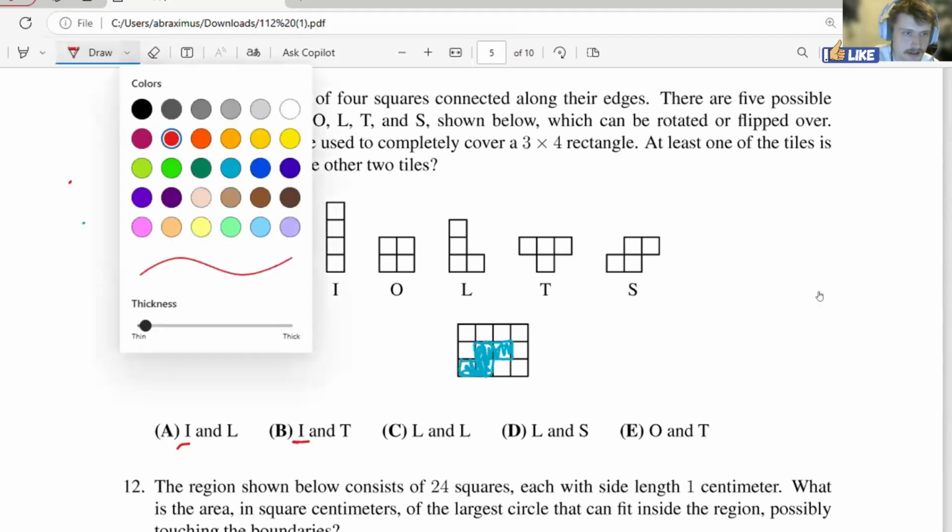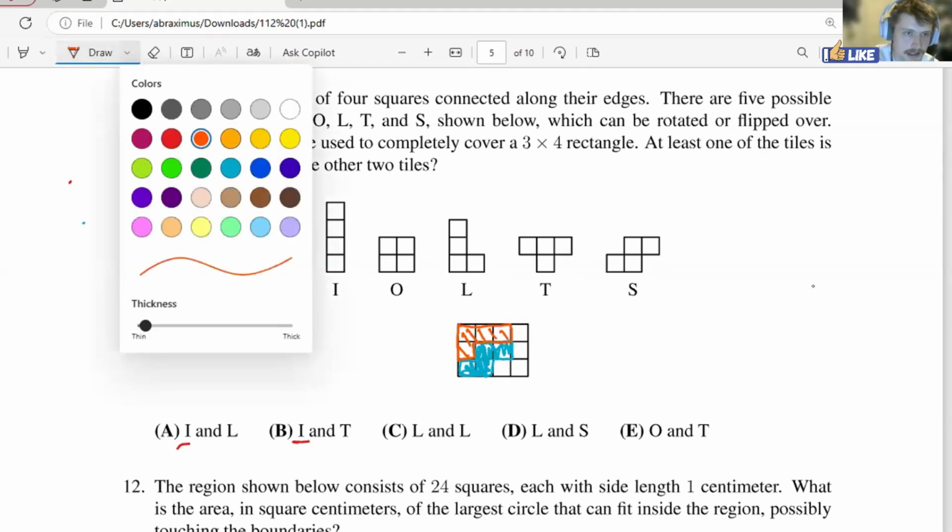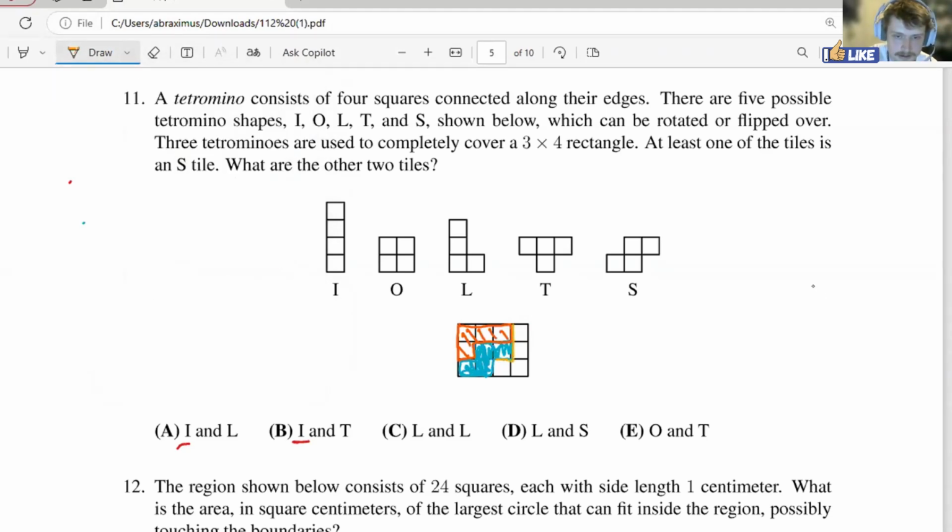Let's just try an L. Okay, so we can put an L here. And we can put an L here. And that works. So we could do C. In fact, the answer is C.